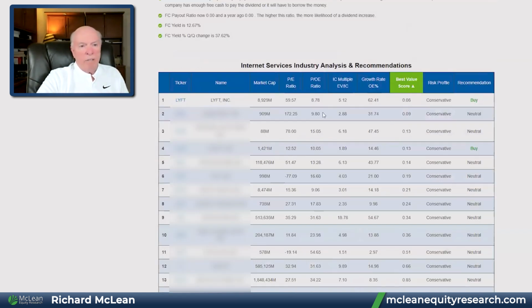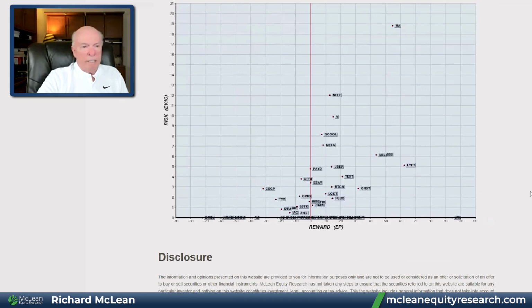In fact, you can see here, Lyft is at the top of the list in this internet services. This is really kind of interesting. Here's Lyft, here's Google, and here's Meta, here's Netflix. These companies are still making money, but there's plenty of companies that are doing better than these guys.